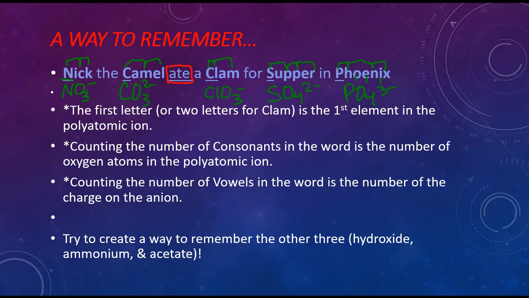I thought it was cute. You don't have to use it, but it is a method of learning 5 of the 8 that you need to know. And you could try to create a way to remember hydroxide, OH minus, ammonium, NH4 plus, and acetate, which is C2H3O2 minus 1, which is probably the hardest. But that's one trick you can use if you want to, or you could just stick with regular flashcard type methods. Okay? Very good.